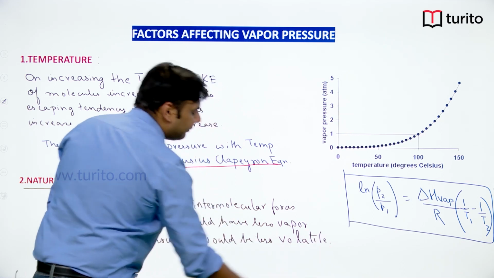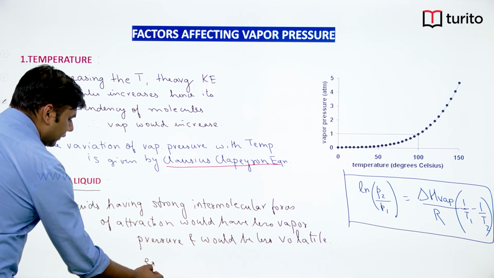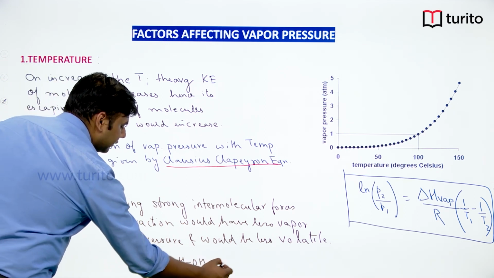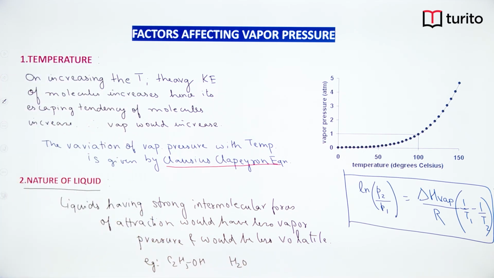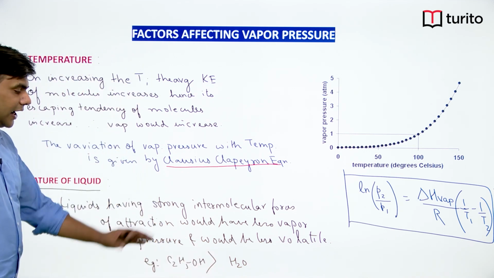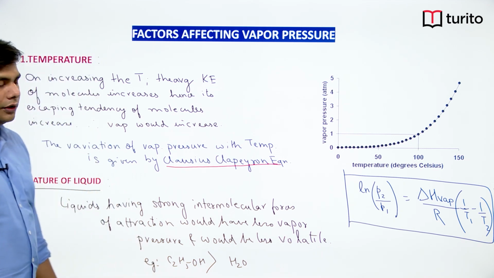This is a very basic example. An example could be, say, water and ethanol. If we look at ethanol, C2H5OH, and water, we can clearly say that ethanol is volatile in nature. So ethanol will form more vapor at any temperature as compared to water. So the vapor pressure exerted by ethanol would be more.